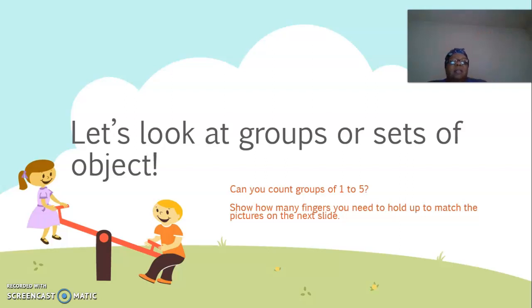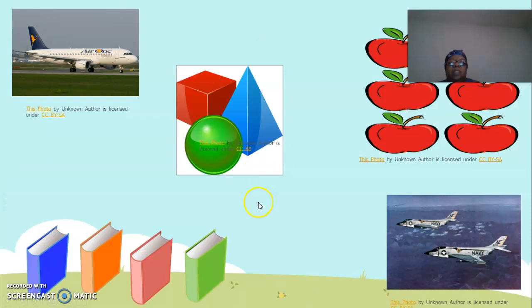So that's the numbers, but showing in a representation of a picture. So we used our fingers to show what each number looked like. So now we're going to look at some pictures and see if you can figure out how many fingers to show. Here are some pictures I have. I have an airplane. I have some solid shapes. I have some books, Navy jets, and apples. Hopefully you can see them well.